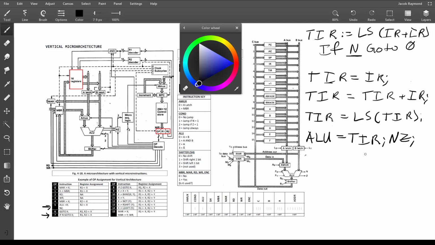And so we'll do that, and then finally we can do the if n go to 0. So here, that's just a built-in operation. So we can do the if n go to 0, and that is all of the operations. These are all valid operations according to this table, and so that means that we can implement this function in the vertical microarchitecture. And so now you would start with actually doing the conversions.